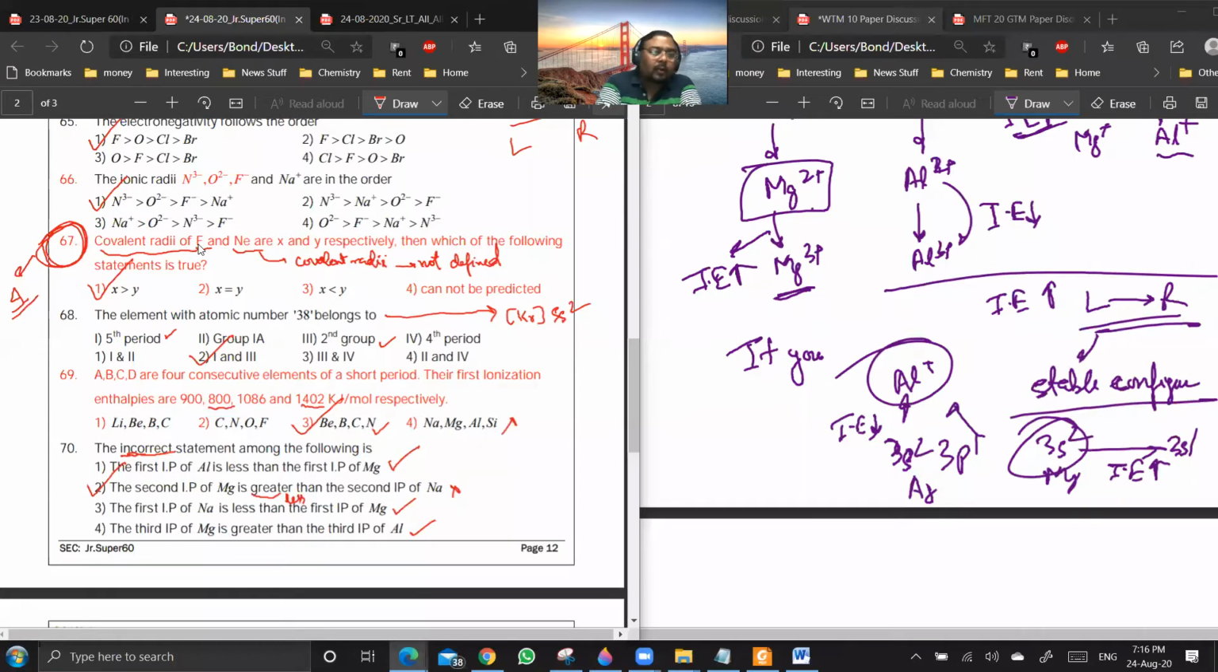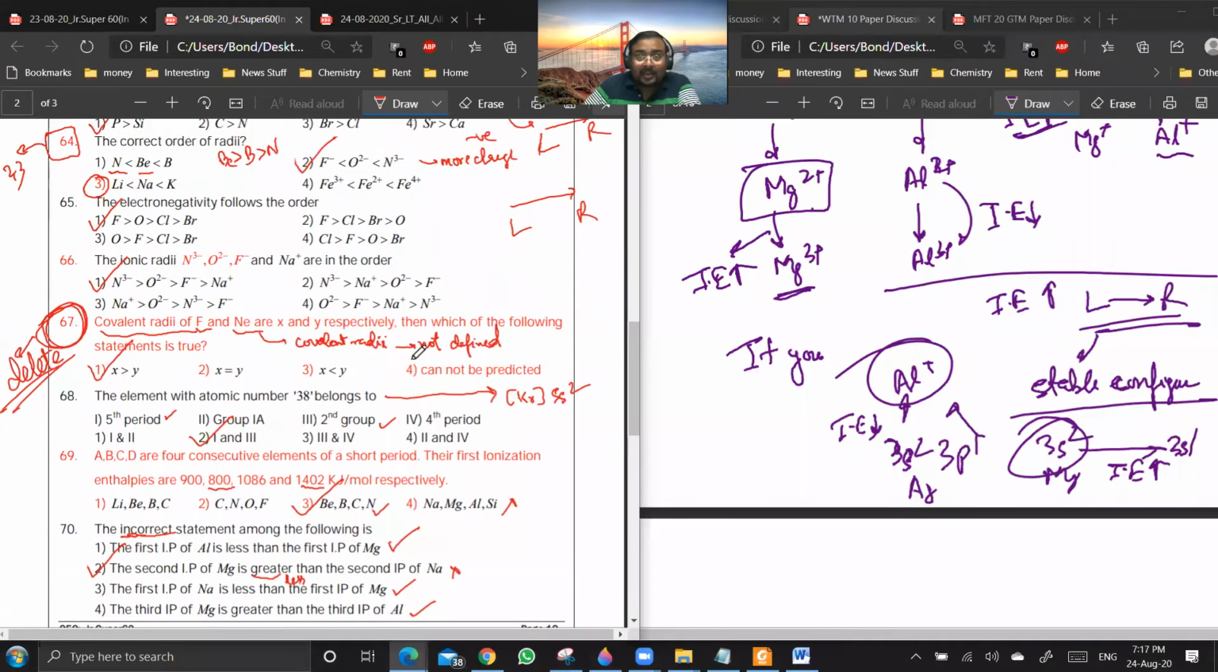Because they have given covalent radius. So either it will be 4 or it will be delete. What do you want me to do? Put delete. Delete, sir. Okay. I will recommend it for deletion only. Be happy. Okay. Any other requests?